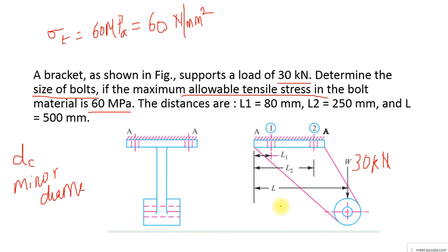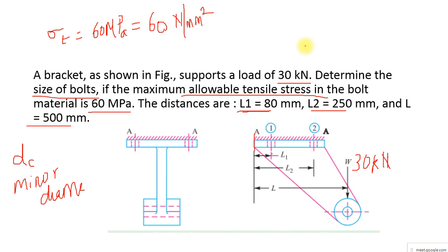Okay, and they have given the distances. So what is L1, what is L2, and what is capital L. L1 is the distance of bolt number 1 from the fixed end. L2 is the distance of bolt 2 from the fixed end. And L is the distance of the load from the fixed end. So these are the data given to me.